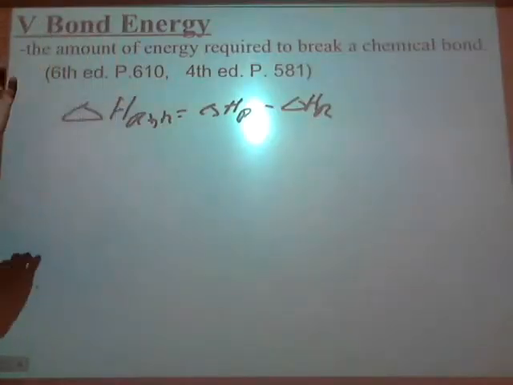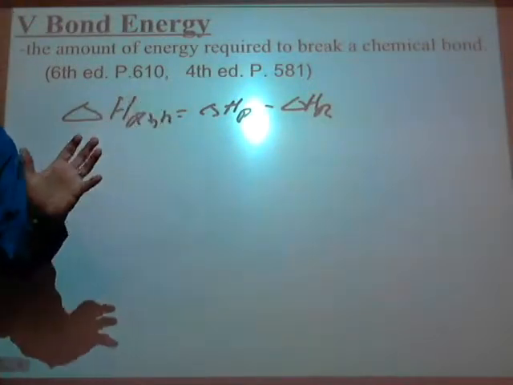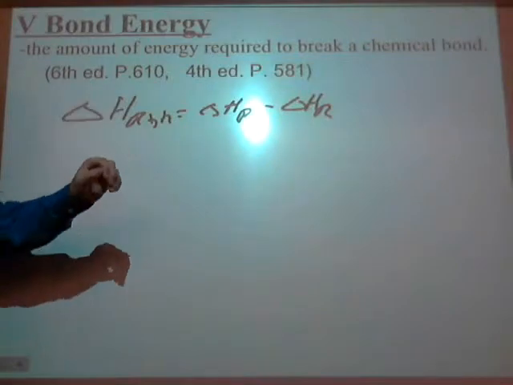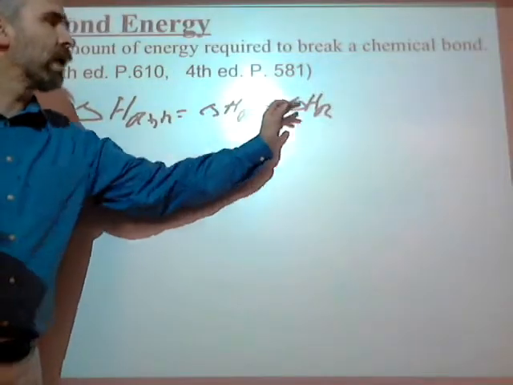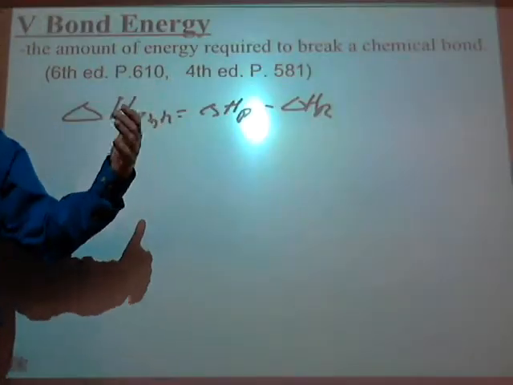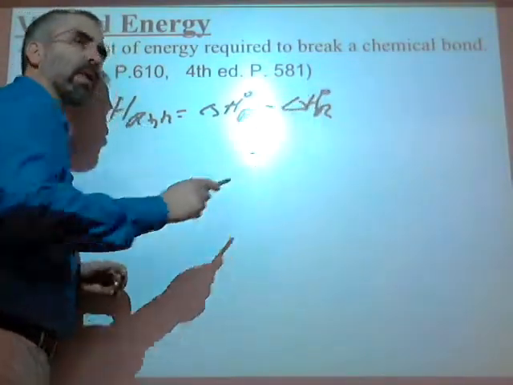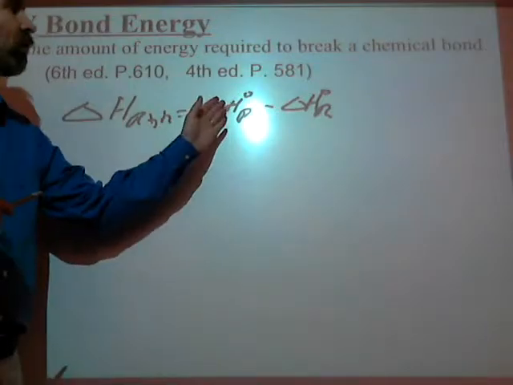Now, here's why this worked. I need you to listen to this because this is going to be the exact opposite. It's not going to make sense to you. Products minus reactants worked, and I explained that with Hess's law, because these were delta H's of formation. That's what that little zero above means.